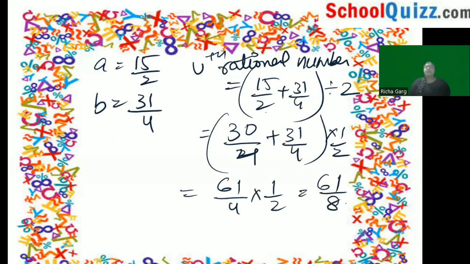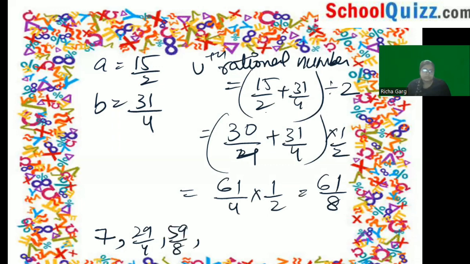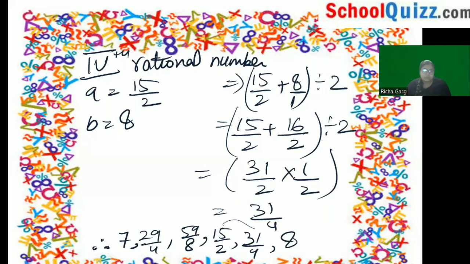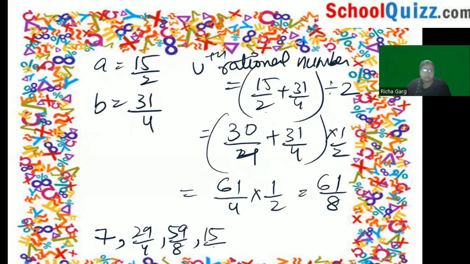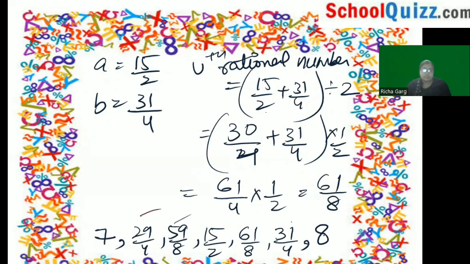So now we have found 5 rational numbers, and the answer will be 29 by 4, 59 by 8, 15 by 2, 61 by 8, 31 by 4. So let's count. Have we found the correct numbers? 1, 2, 3, 4, and 5. I hope it is clear.